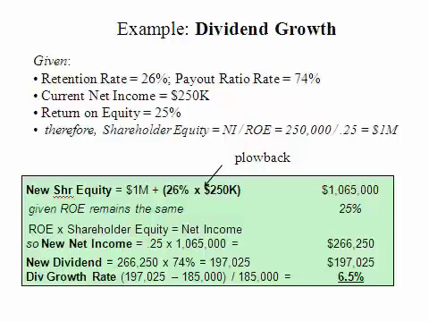$266,250. Also maintaining that the dividend payout is 74%, the new dividends will be 74% of that $266,250, which equals $197,025. When you compare the new dividends to those from last period, you can work through the growth rate.